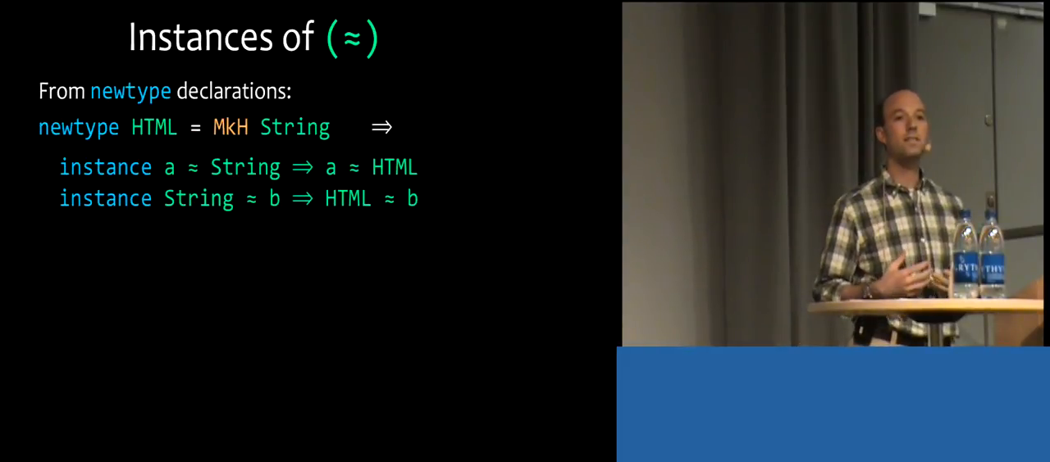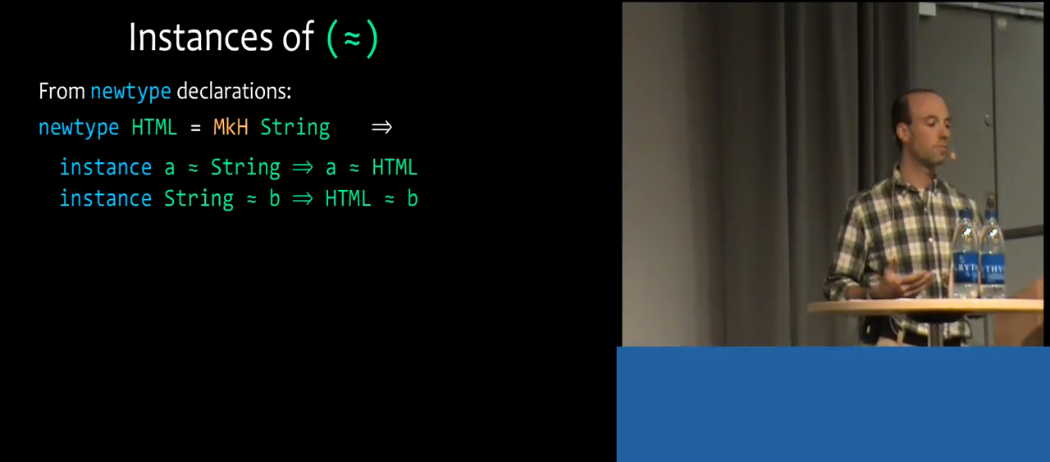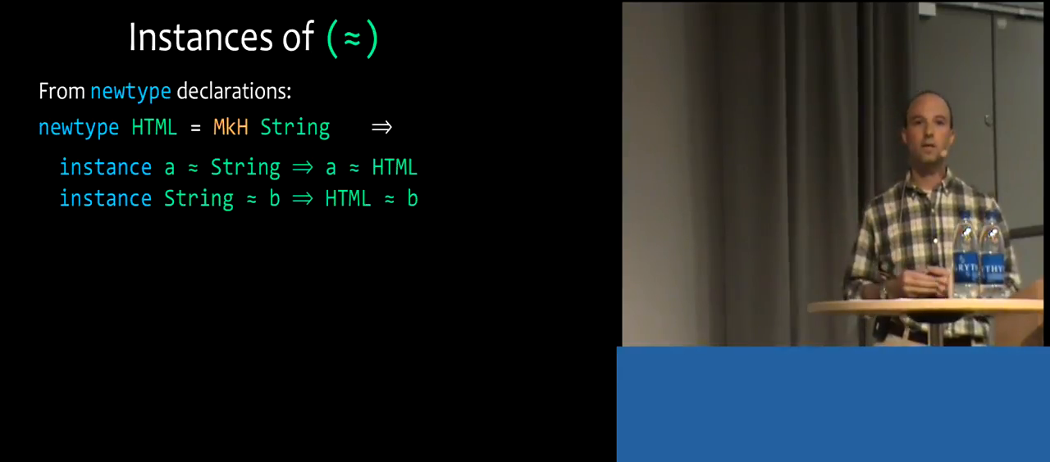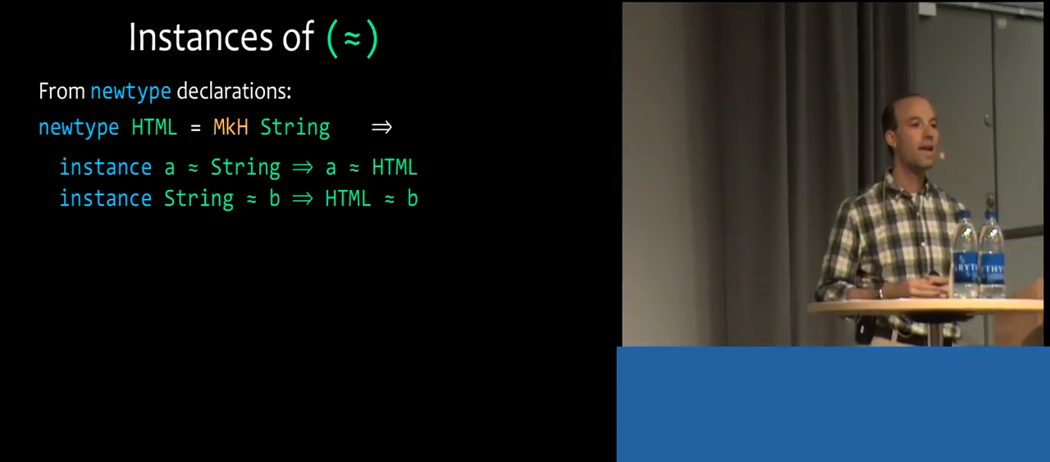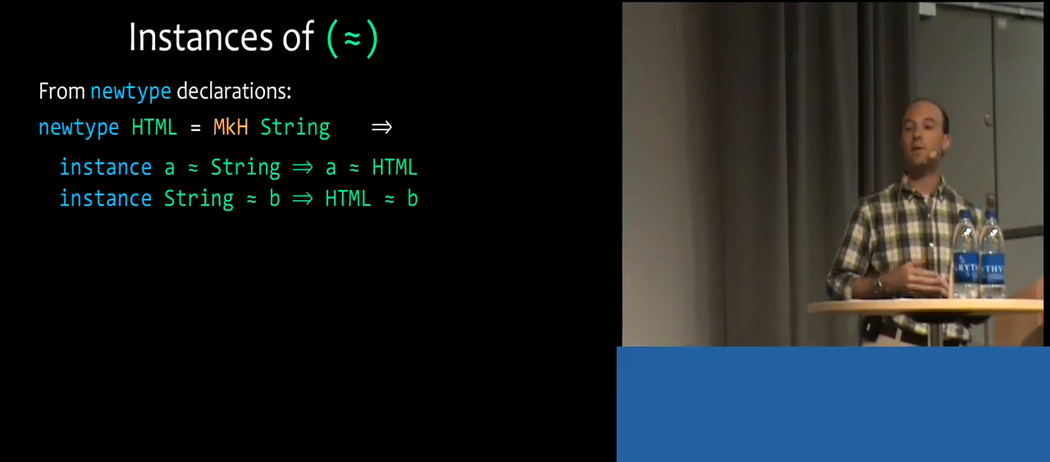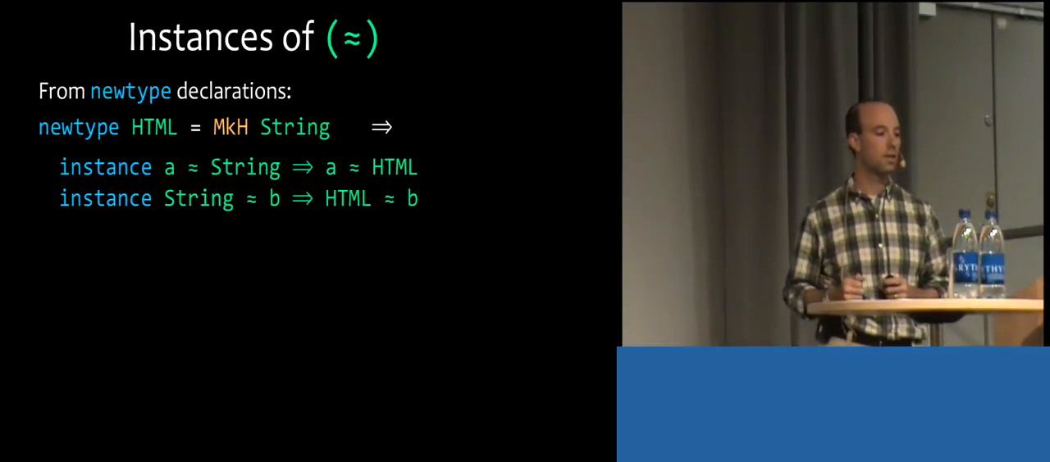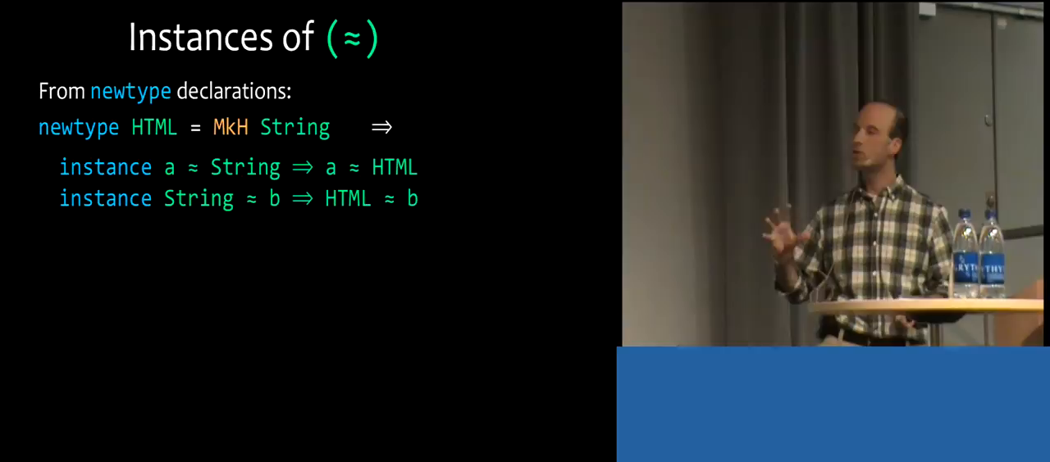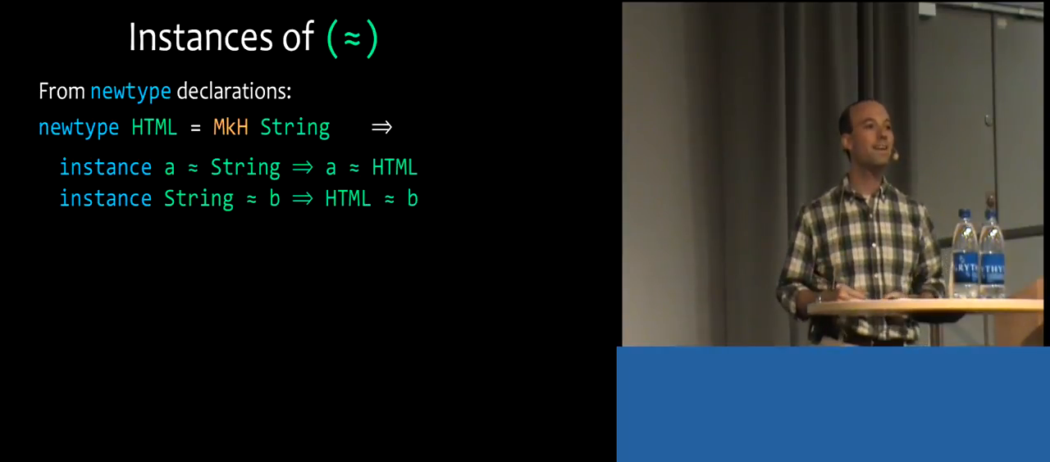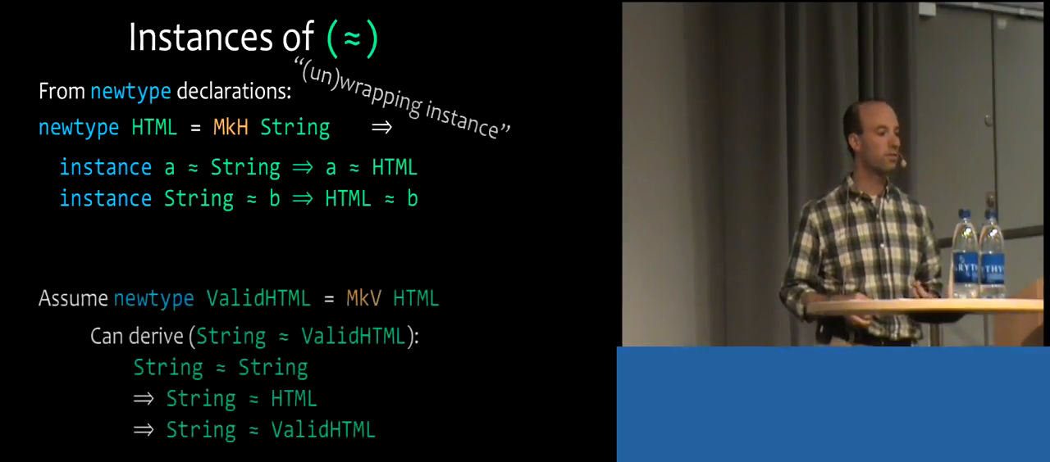Now we look at what instances are created by a new type declaration. So here again, this is the same declaration from the first slide. And we're going to say that if a type A is coercible to string, then it's also coercible to HTML. Conversely, if string is coercible to type B, then HTML is coercible to type B. And the reason that we have to do it in this perhaps unintuitive way is to get transitivity. If we just said HTML is coercible to string, then we wouldn't be able to build transitivity from that.